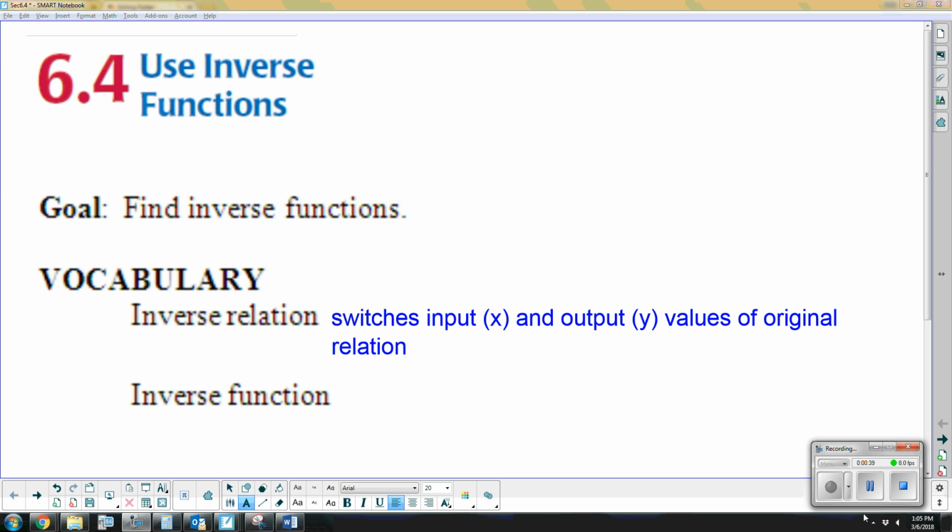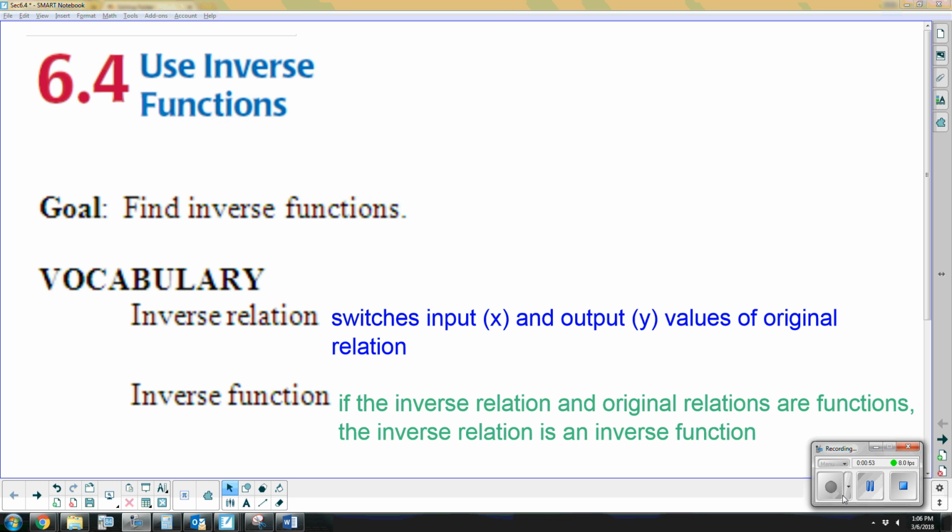And remember the difference between a relation and a function. A function has to have, for every x value, or for every input, exactly one output. So as we graph a function, we use the vertical line test to determine whether or not it's a function. But just looking at a correlation, you're looking for any x value that maps to only one y value.